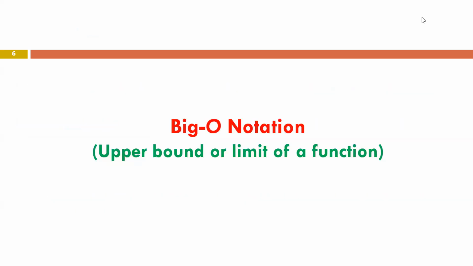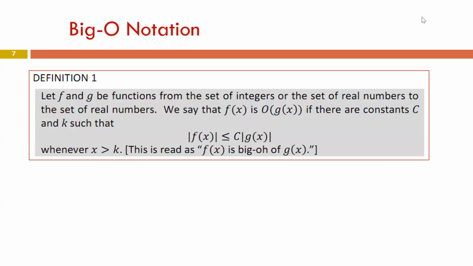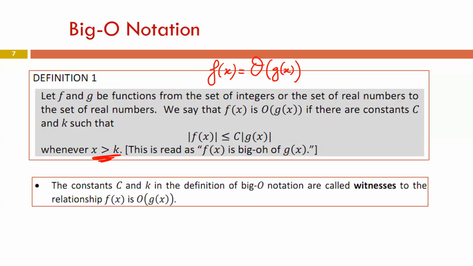Okay, let's start with the big O notation, which gives us an upper bound of a function as x becomes large. So this is the definition. We say that a function f of x is big O of another function g of x if, for x greater than a given value k, f of x is less than a constant times g of x. We are interested in large values of x. We say the asymptotic behavior of our function. So this says that f grows no faster than the function g.